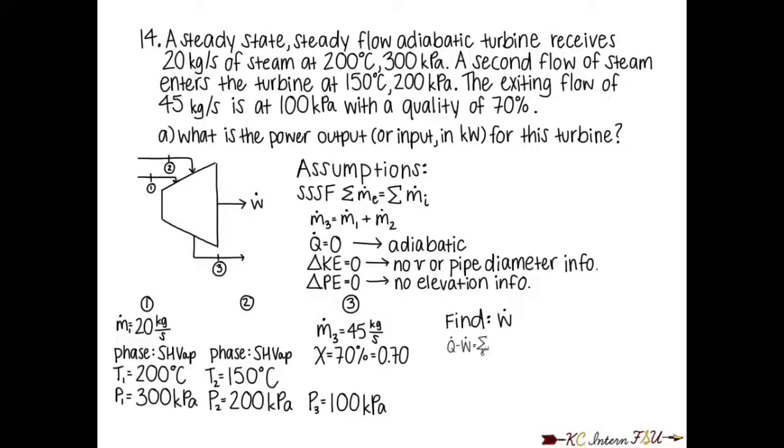Given that we need to find the power, we will use the first law of thermodynamics. From there, Q dot is equal to 0, and the kinetic energy and potential energy portions can be canceled out. This leaves only H to be determined. We will now find the enthalpy for flow 1 and 2.